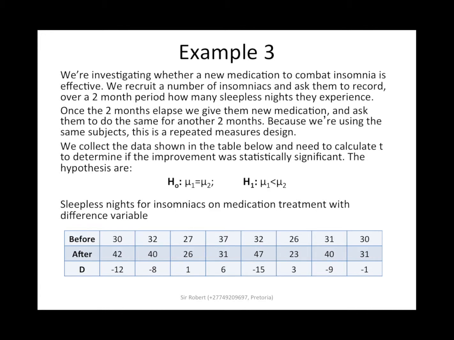Okay, example 3. We are investigating whether a new medication to combat insomnia is effective. We recruit a number of insomniacs and ask them to record over a 2-month period how many sleepless nights they experience. Once the 2 months elapse, we give the new medication and ask them to do the same for another 2 months. Because we are using the same subjects, this is a repeated measures design. So repeated measures is using the same subjects. We collect the data shown in the table below and need to calculate T to determine if the improvement was statistically significant.